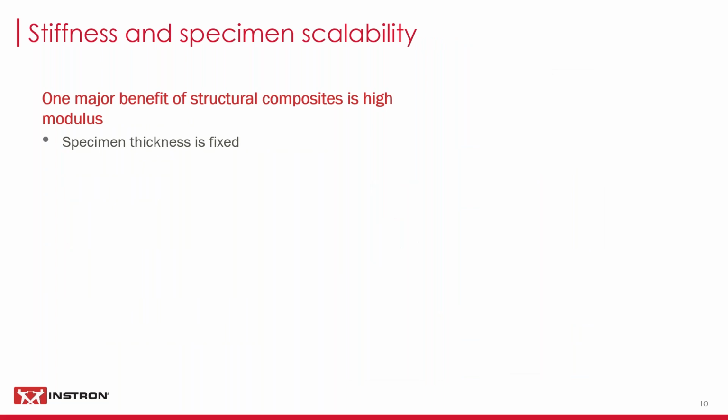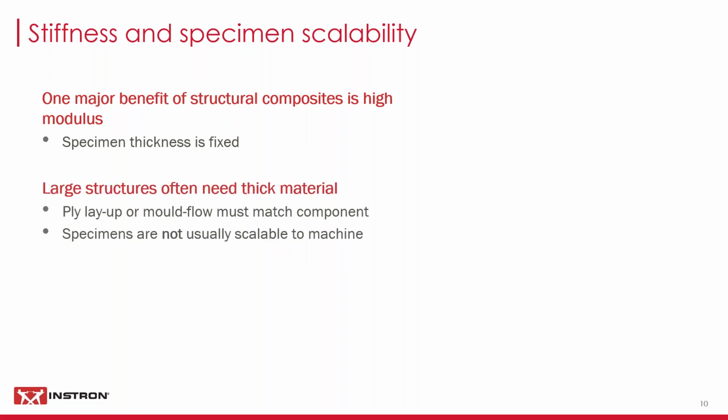So talking about capability and capacity, I do want to just address that briefly. One of the major benefits in materials and mechanical design terms for structural composites is that they have a high modulus and low density. So then a problem is that the specimen thickness is fixed. So that means that it's a high modulus, very stiff material, but you've fixed the size of your specimen. What do I mean by that?